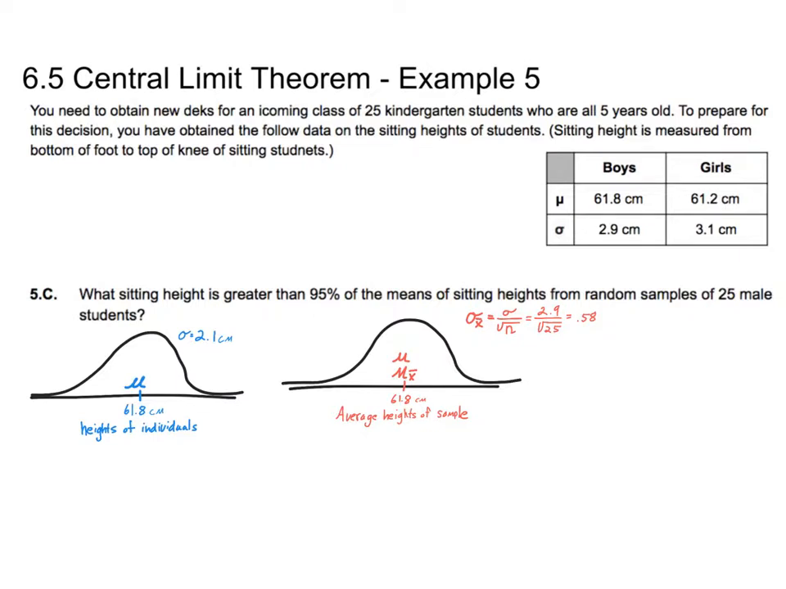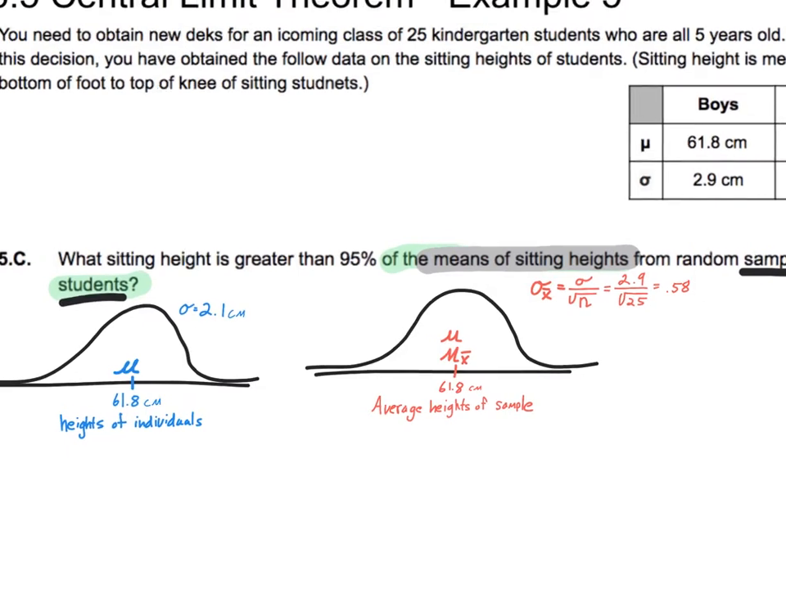Now, let's go back to the question itself. The question's a little wordy, but it's saying, what sample height is greater than 95% of the means of sitting heights? That's right there, it tells me what I'm looking for, from random samples of 25 male students. So this is the key phrase: the means of sample sitting heights. That's telling me I'm looking for a mean, an average, and I'm looking for that average from a sample of 25 male students.